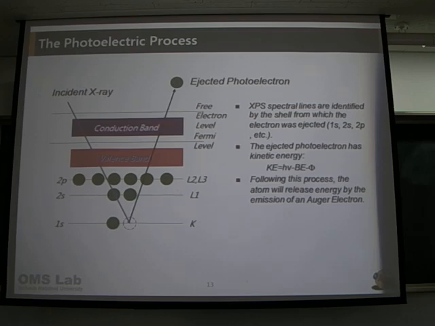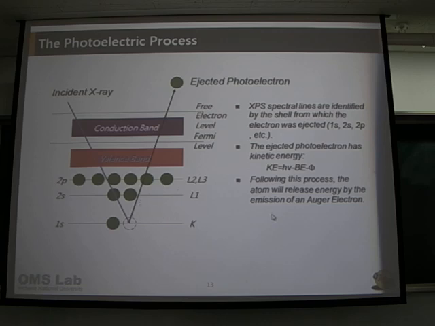Now the photoelectric process. First we see the incident X-ray, and this one is the ejected photoelectron. Here we have the valence band, the conduction band, and at the top the free electron level, and this is the Fermi level, and the 1s, 2s, 2p levels. XPS spectral lines are identified by the shell from which the electron was ejected, for example 1s, 2s, 2p.